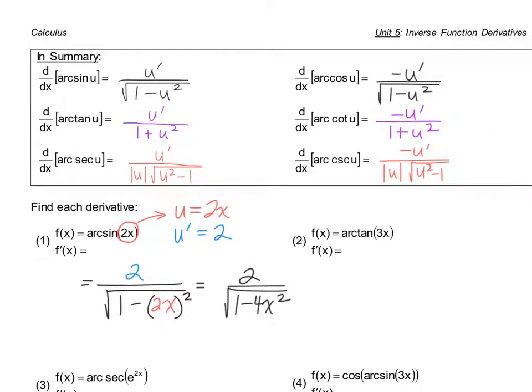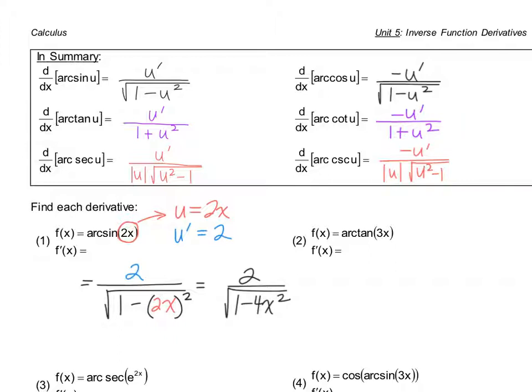So it's really just plugging and chugging away. Because again, all I'm doing is plugging into this. So identify the u, the thing that's contained within the inverse trig function. Write an equation for that, u equals 2x. Take the derivative, u prime equals 2, and then just plug in. And it works for tangent, secant, cosecant.